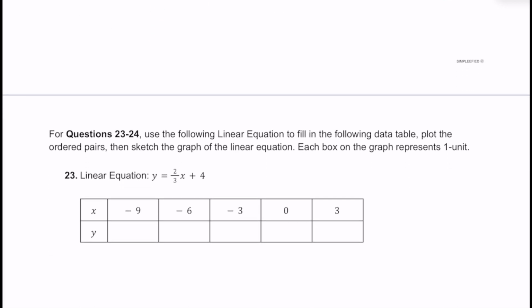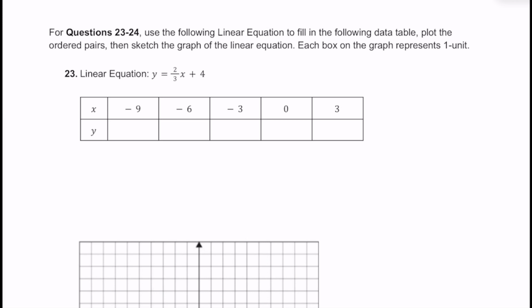All right, let's move on to 23 and 24. For 23 and 24, we're gonna go ahead and use the linear equation that we're given. Let's fill in the data table, and then we're gonna graph our linear equation as well. So for number 23 here, we have this linear equation, and some different x values that we're gonna substitute in to solve for the y value, okay?